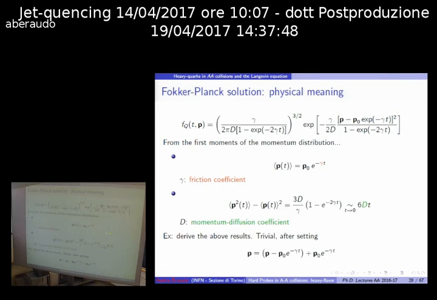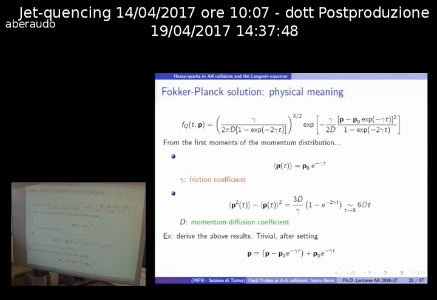So let us now interpret physically these two coefficients, gamma and D. So the interpretation comes from this distribution. Let us consider its first two moments, so the moment of order 1 and the moment of order 2. These are actually the cumulants of this distribution. And you can verify trivially, just performing this manipulation inside the integral of this distribution, that you get these results.